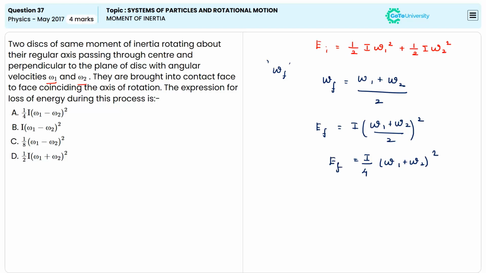So the energy lost is nothing but the difference between initial and final energy, right? So here the energy loss will be equal to energy initial minus energy final. So when we are calculating the difference, it will be equal to 1 over 4 I times (omega 1 minus omega 2) whole power 2. So the correct answer for the question is option A here.